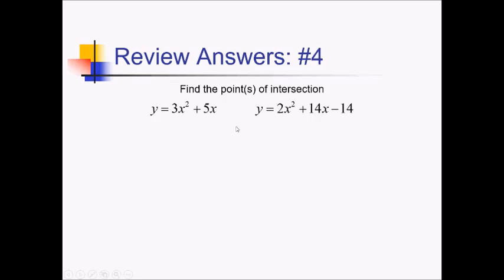For this problem, we're trying to find the points of intersection, which is the same as basically solving this system of equations. So to do that, I noticed that y equals 3x squared plus 5x. So that means I can substitute 3x squared plus 5x for the y over in this other equation. So I can just basically write 3x squared plus 5x equals all this quadratic stuff.